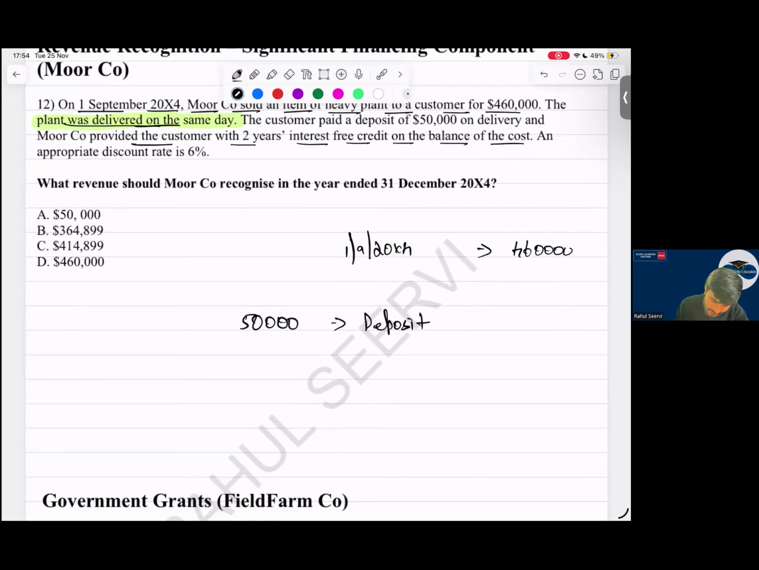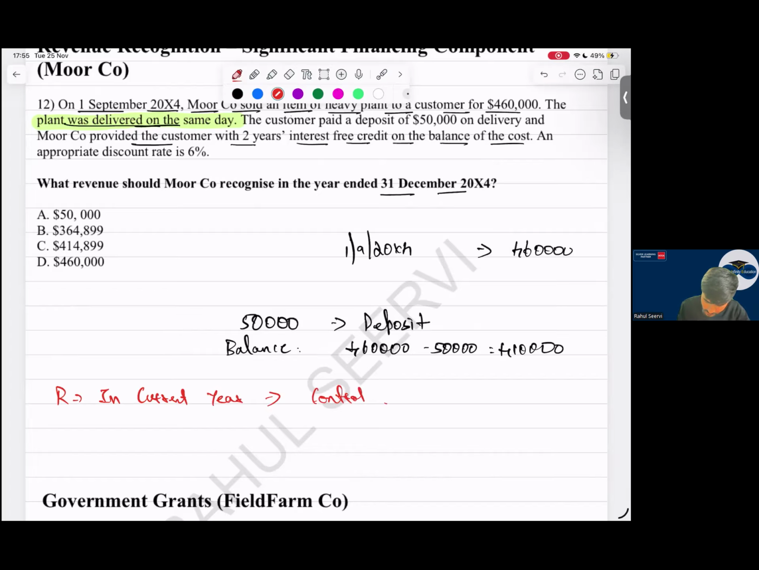So the balance is how much? Balance is 460,000 minus 50,000, that is 410,000. Yes, sir. What is the revenue they should recognize today? For this current year they are asking what is the revenue. Can I say revenue will be recognized today only? No, revenue is recognized in the current year. Why in the current year? Because control is transferred. But sir, what should we do? We should discount and record it. That 4 lakh 10,000 we should discount and record it for 2 years.